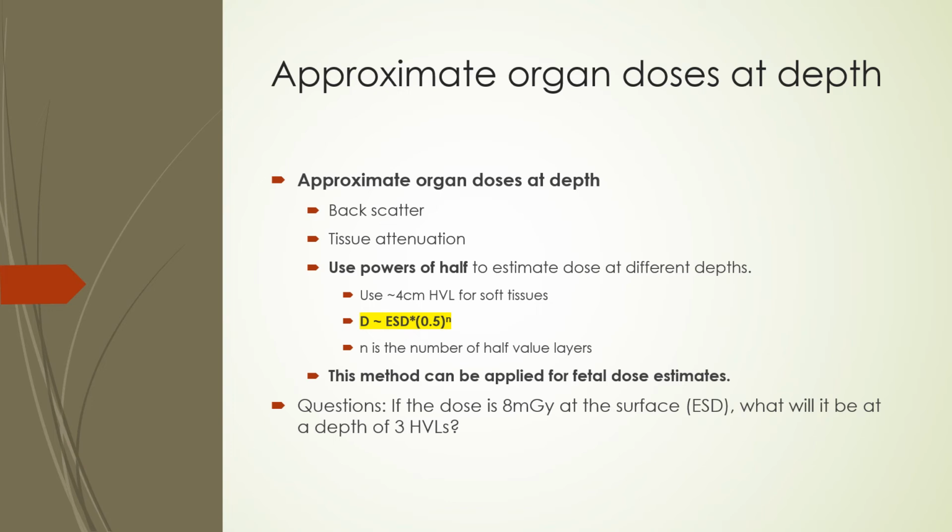For example, if the ESD is 8 milligray at the surface, at a depth of 4 centimeters, which is one half-value layer, N will be 1, so the dose will be 4 milligray. At 8 centimeters or 2 half-value layers, N is 2, so the dose will be 1/4 of the surface dose, and so on. This method can be applied to fetal dose estimates. The last bullet is a practice question to estimate dose at depth for different numbers of half-value layers.